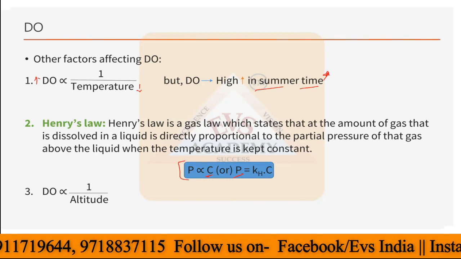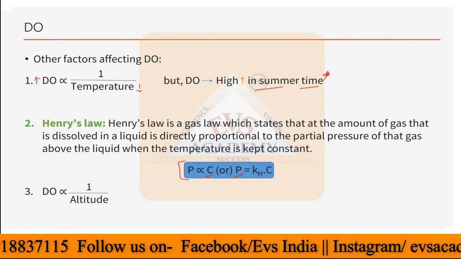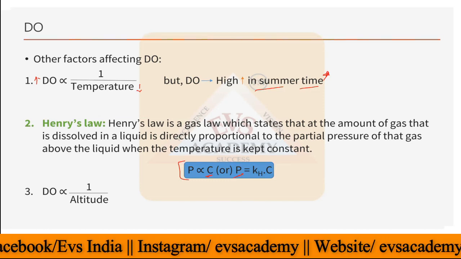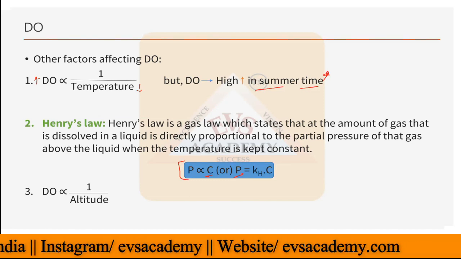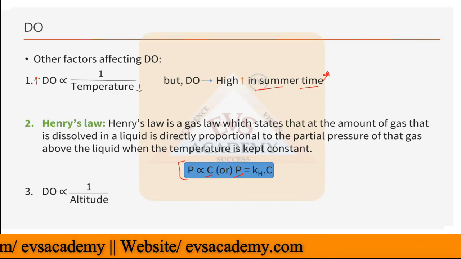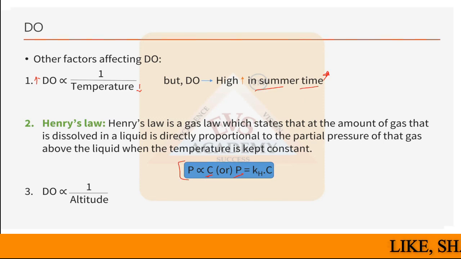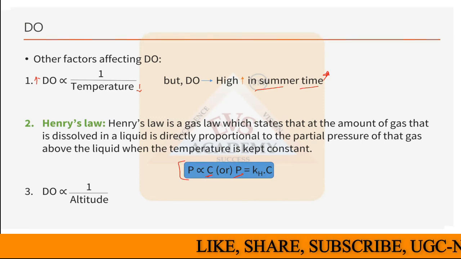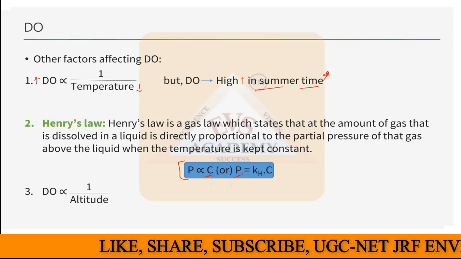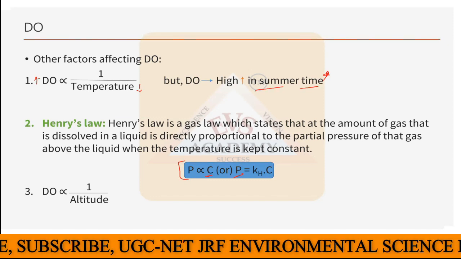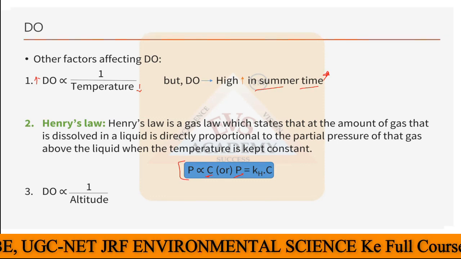The next factor that can affect the dissolved oxygen is altitude. With increasing altitude, the DO will always reduce, and the reason behind that is very simple: increasing height above the Earth's surface also reduces the amount of oxygen present in the atmosphere. So it is very obvious that the dissolved oxygen would also go lower and lower with increasing height above the Earth's surface.